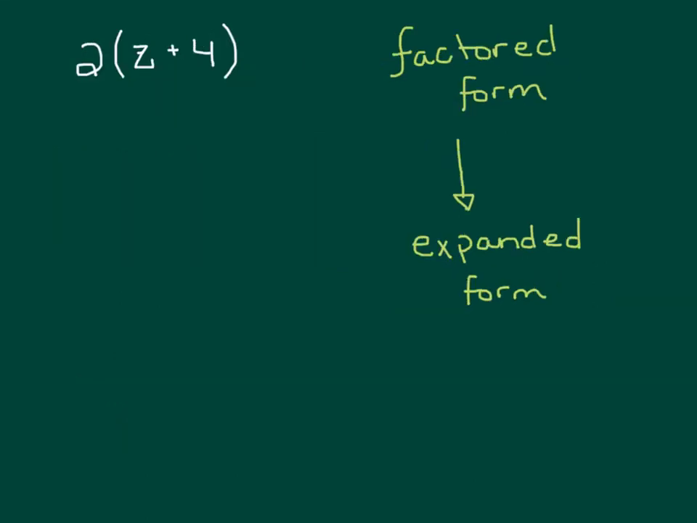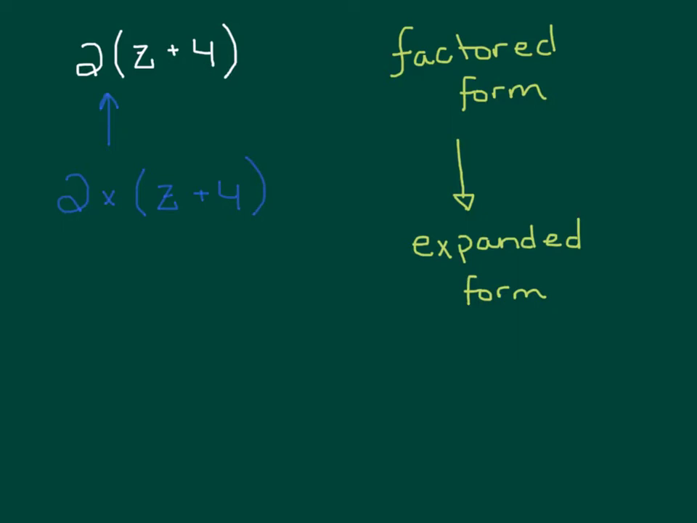In this example, I have 2 times the quantity. The quantity means everything inside the parentheses. And my quantity here is z plus 4. So when we say that expression, it is 2 times the quantity of z plus 4. So remember that when we look at parentheses, there is always an operation between the number on the outside of the parentheses and the actual quantity. So in this case, this is really saying 2 times this z plus 4.